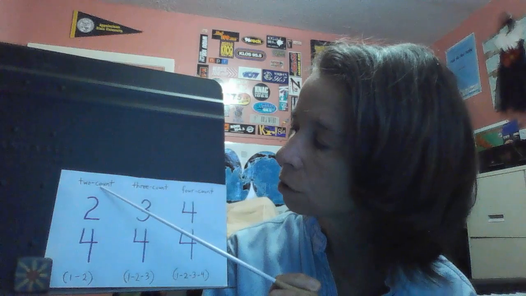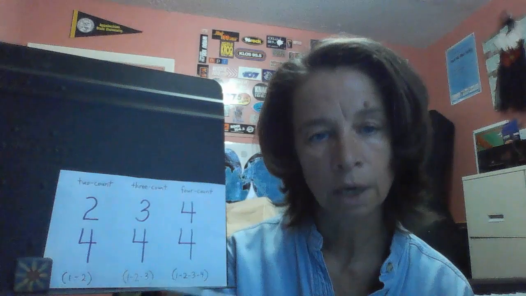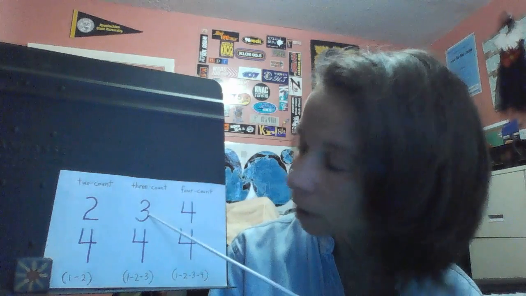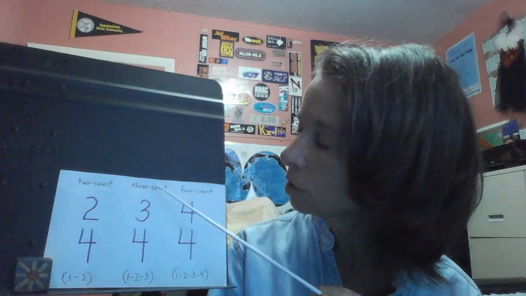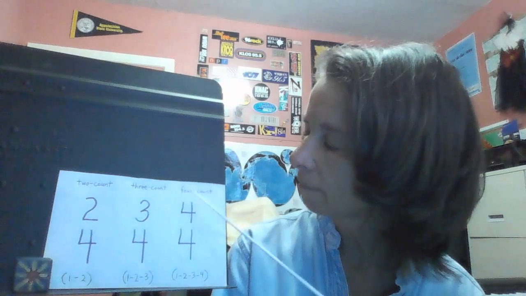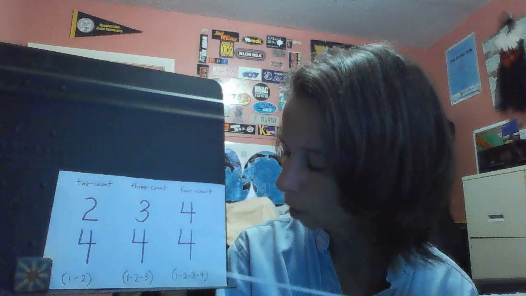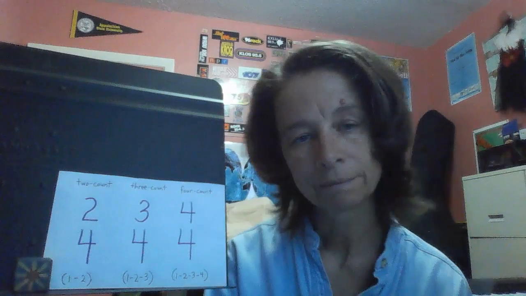Now, the number on the top tells you which count to use. So if you have a 2 on the top, that means you're going to use a 2 count. 1, 2, 1, 2. If there's a 3 on the top, that means you're going to use a 3 count. 1, 2, 3. 1, 2, 3. If there's a 4 on the top, that means you're going to use a 4 count. 1, 2, 3, 4. 1, 2, 3, 4.